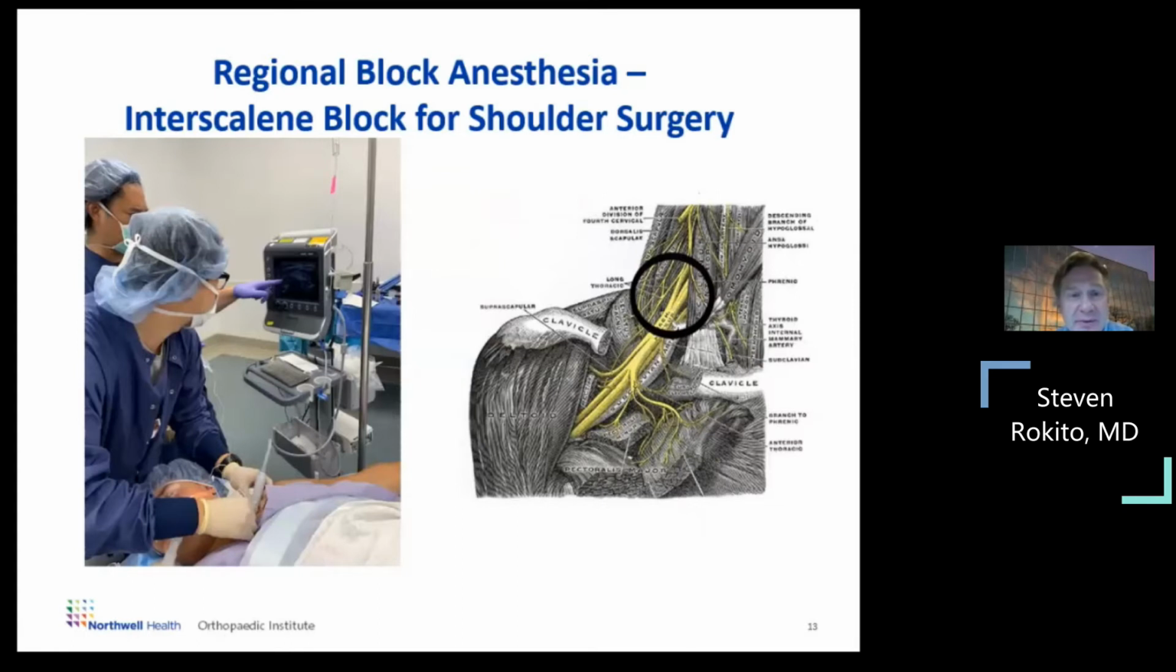So this slide is depicting our anesthesiologist giving an ultrasound-guided interscalene nerve block for a typical shoulder operation, whether it be a labral repair or rotator cuff repair. They're giving what's called an interscalene block. This is a block above the clavicle into the plexus, the brachial plexus. It's both a sensory and a motor nerve block.